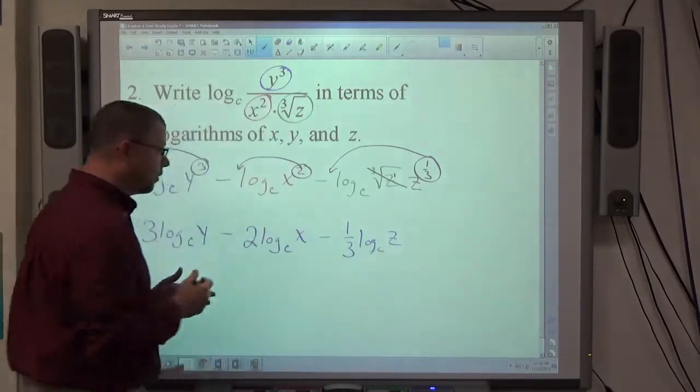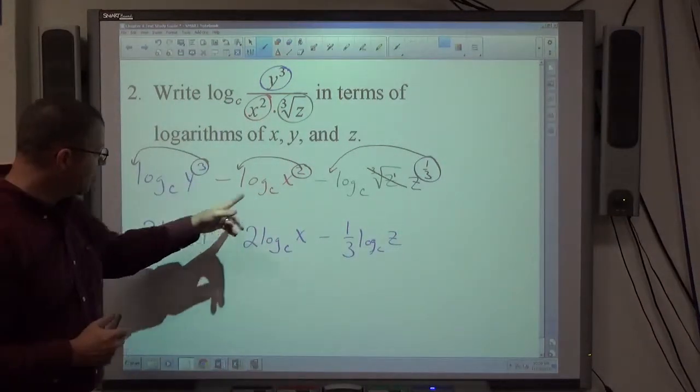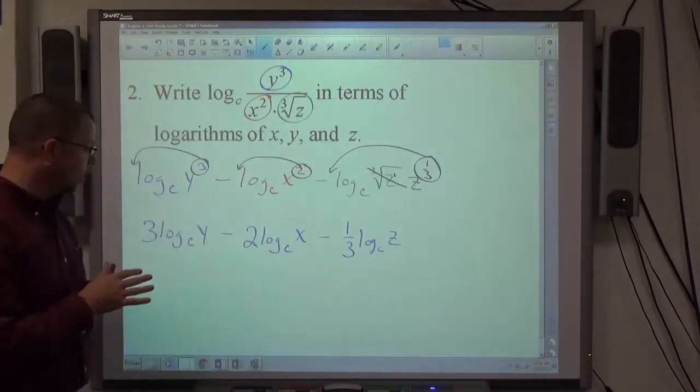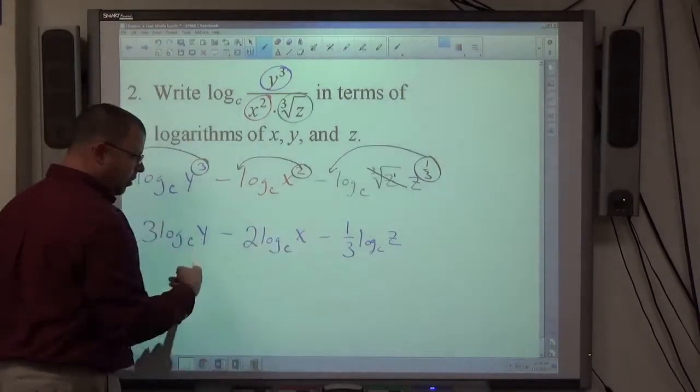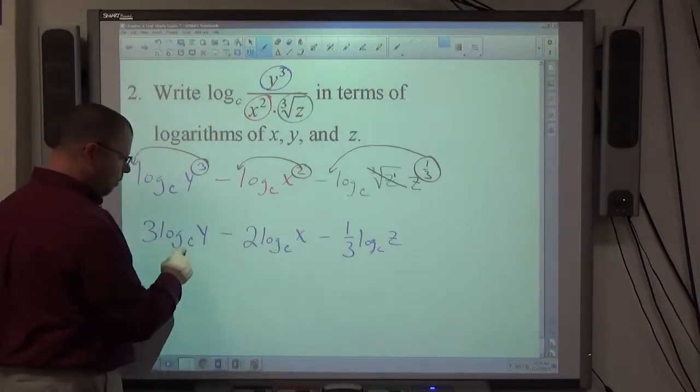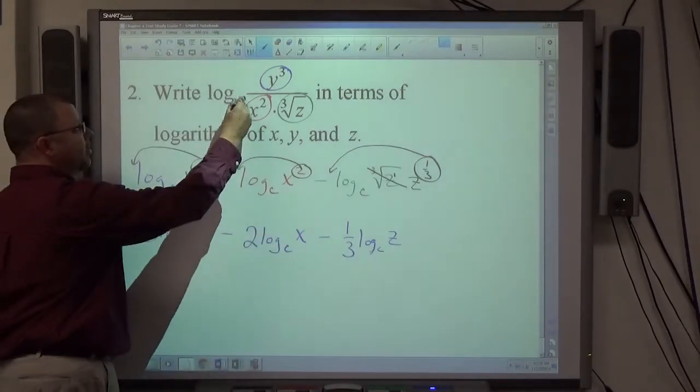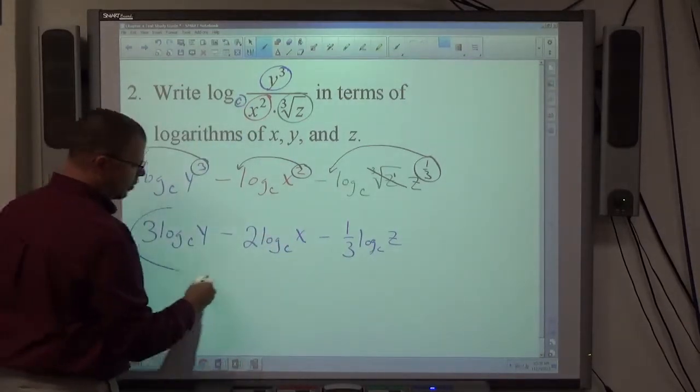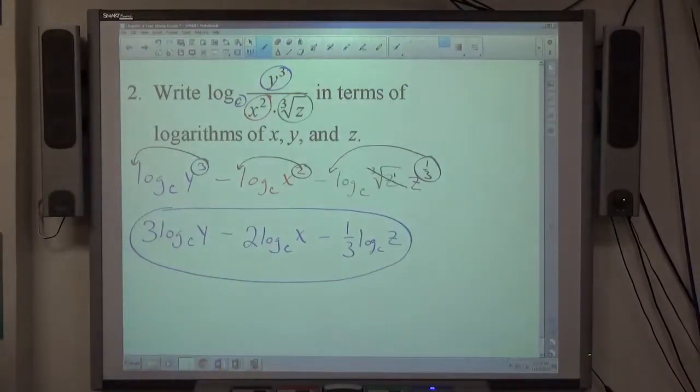Okay, what I'm looking for in a good final answer: this should be y to the first, x to the first, z to the first, in whichever order. Each of these signs is what they should be, the powers are what they should be, and all the bases are the same as the original base in the problem. Make sure that base c is written for each one of these. And that's what I'm looking for in that problem.